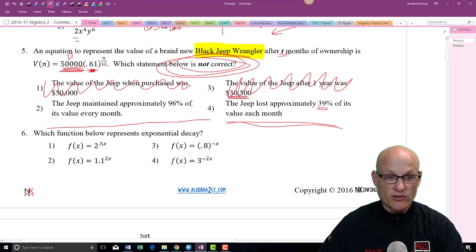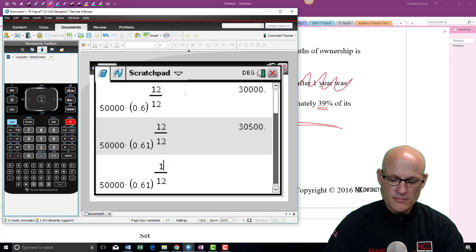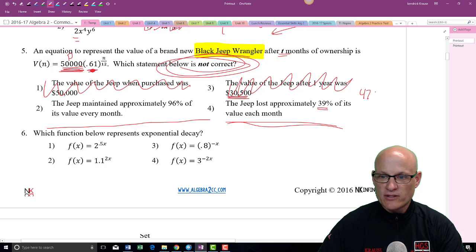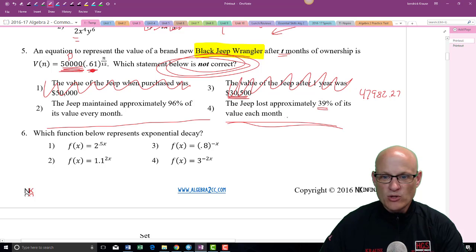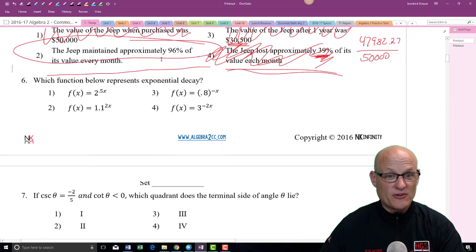So it's either got to be this one, which is probably the answer, or this one, which might be the sneaky answer. So we got to figure out what it's going to be after 1 month, not after 2 months. Let's see after 1 month. After 1 month, it's worth $47,982.27. Well, did that lose 39%? Did it lose almost half its value in 1 month? That would be stupid, right? This answer makes no sense whatsoever. Don't be tricked. If you divide by 50,000, you're going to get about 0.96, which is the right answer. Tricky question. Don't fall for it.